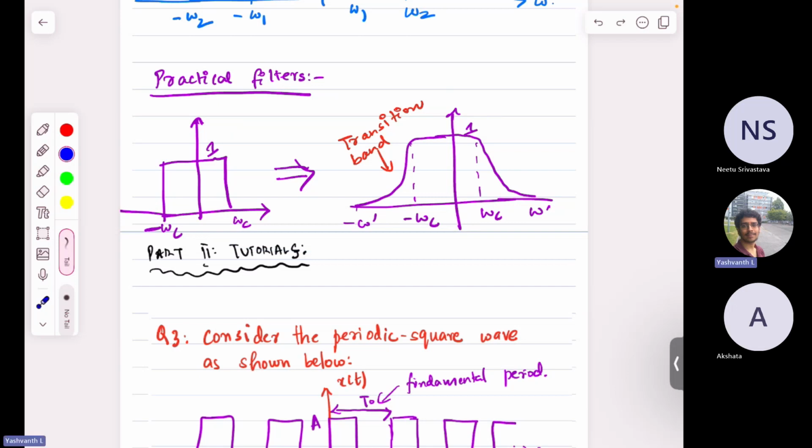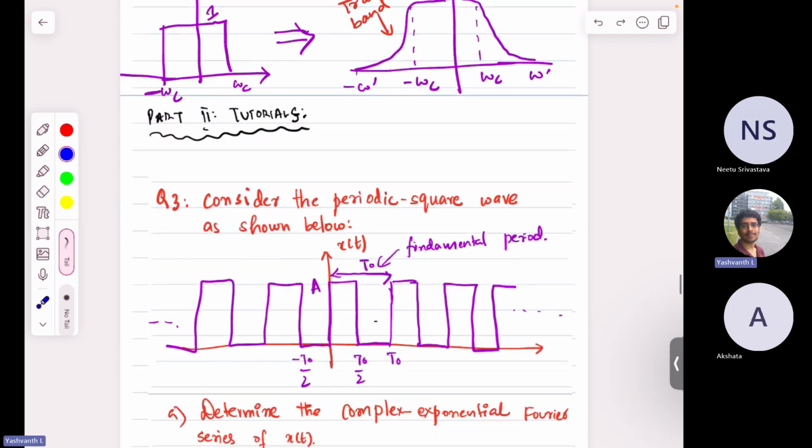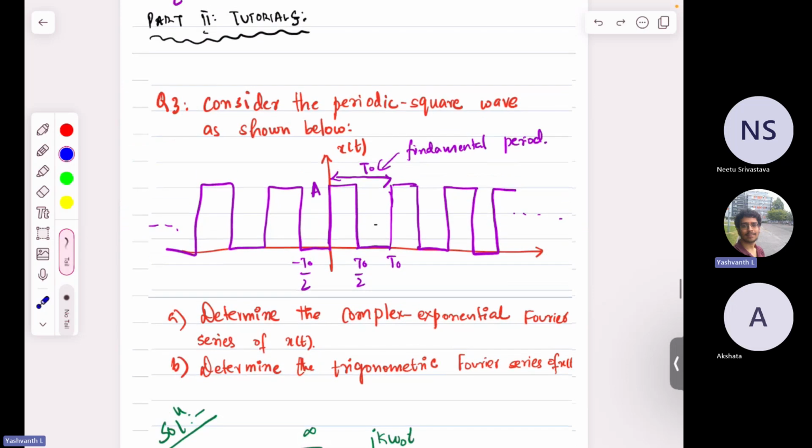So this was basically the gist of this week's lecture. Are there any questions or doubts? Okay, so I assume everything is clear. Now let's start solving some problems.